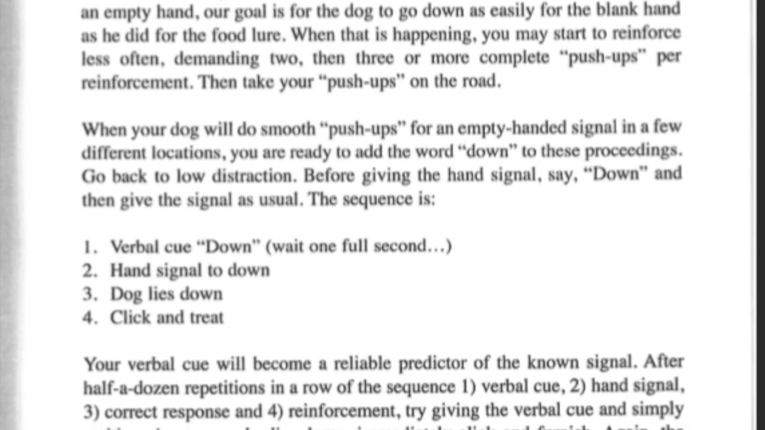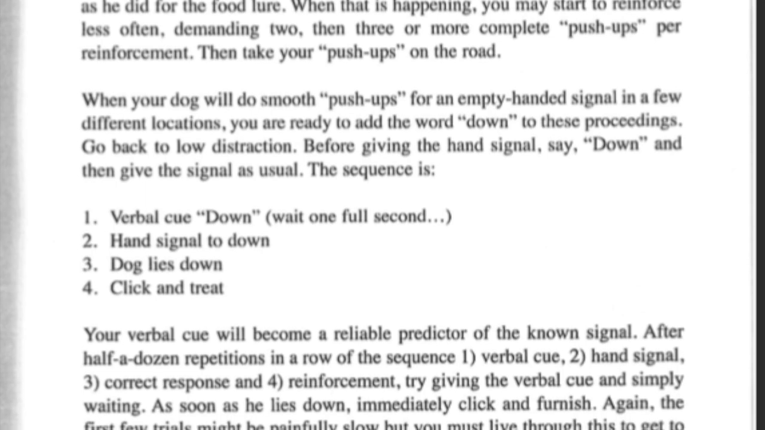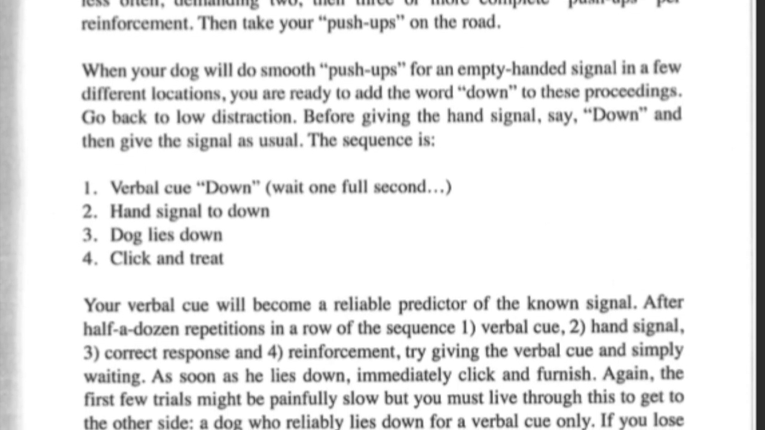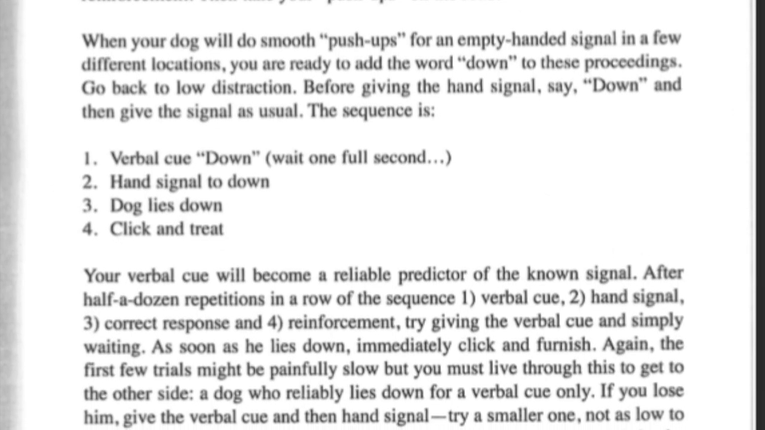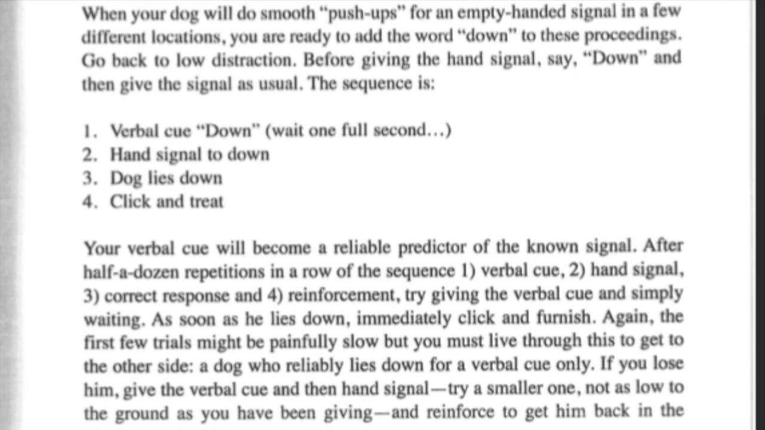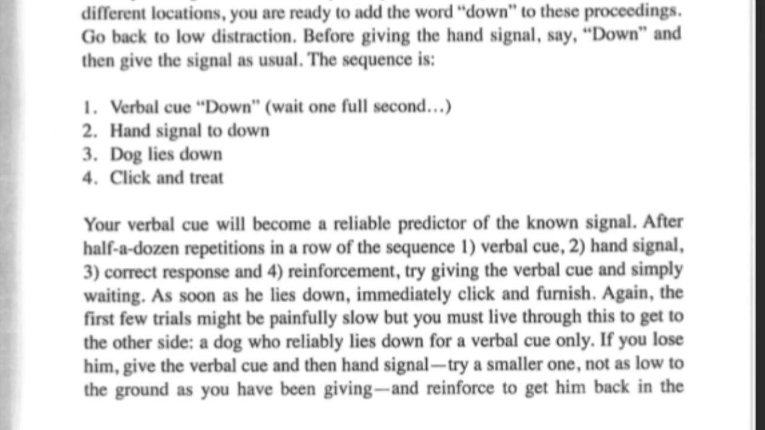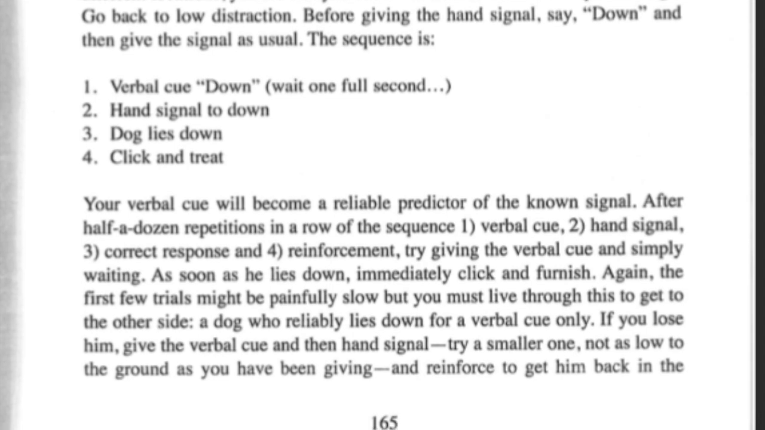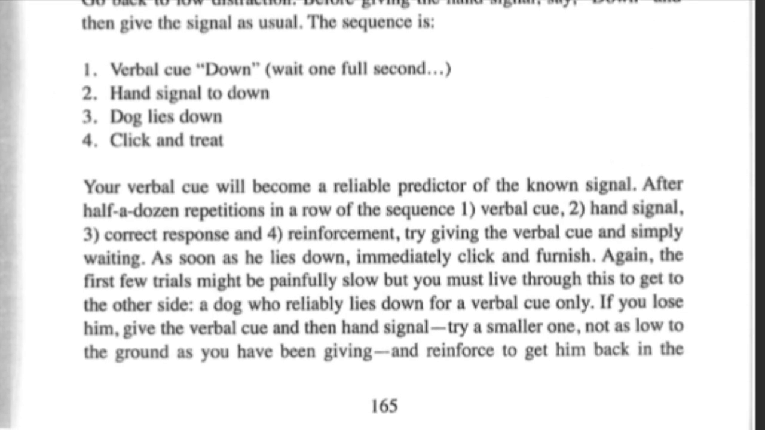The sequence is 1. Verbal cue down. Wait 1 full second. 2. Hand signal to down. 3. Dog lies down. 4. Click and treat. Your verbal cue will become a reliable predictor of the known signal. After half a dozen repetitions in a row of the sequence, 1 verbal cue, 2 hand signal, 3 correct response, and 4 reinforcement, try giving the verbal cue and simply waiting. As soon as he lies down, immediately click and furnish.